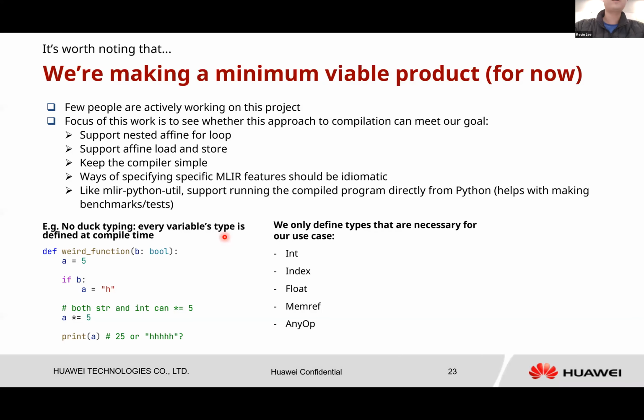Yep, this is similar to what I was saying earlier. We're just making a minimum viable product. We're just testing to make sure that this even works at all. So no duck typing, we're using strict typing, and we're only using types that we absolutely need. And these are basically the types that we need. Our focus mostly is on nested affine for loops, affine load and store, and trying to keep the compiler as simple as possible with minimal lines of code, because we need this code base to be maintainable by our organization.